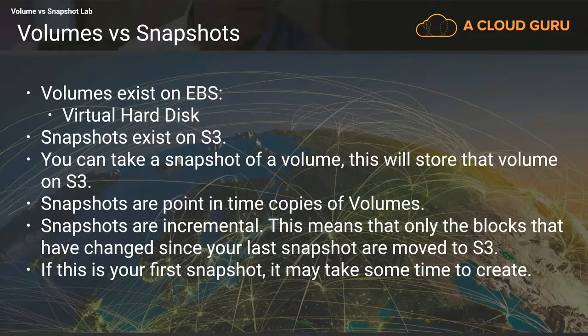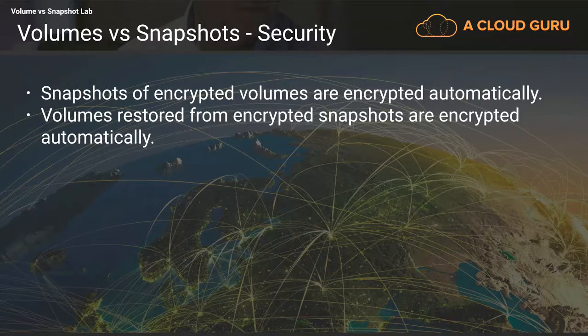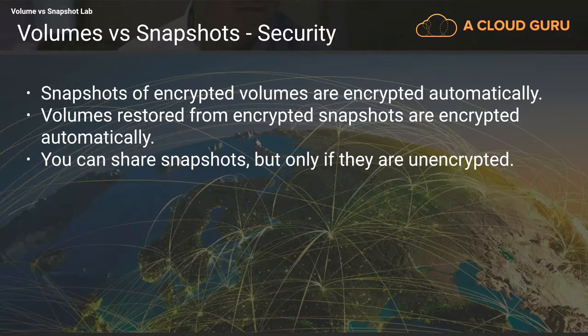Now remember that if this is your first snapshot, it may take some time to create depending on the size of the volume. In terms of security, snapshots of encrypted volumes are encrypted automatically. Volumes restored from encrypted snapshots are encrypted automatically, and you can share snapshots, but only if they are unencrypted. And that's why when you go to provision an EC2 instance using the Amazon AMI, you can't actually encrypt it right from the get-go. You basically have to have an unencrypted root device volume when you provision it.